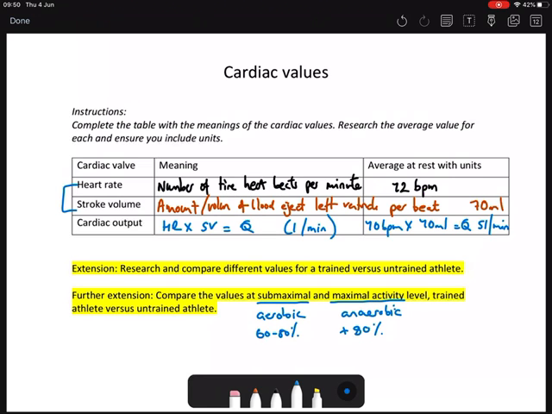Okay? So make sure that you're able to state these words quite closely word for word. And you will also need to have examples of the units as well. So that is chapter 1b, lesson 6, task 1.